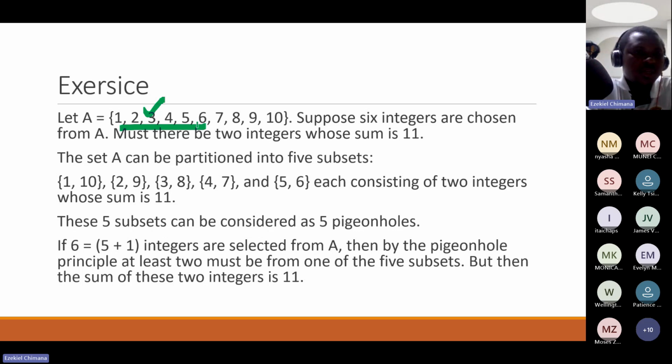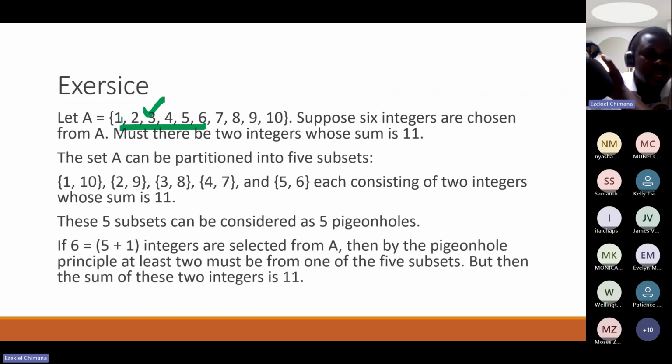You need to partition this set into subsets of numbers that can add up to 11, right? And then from there, if you pick 6 numbers, it is going to give you the sum of 11. Let's look at how to prove that.